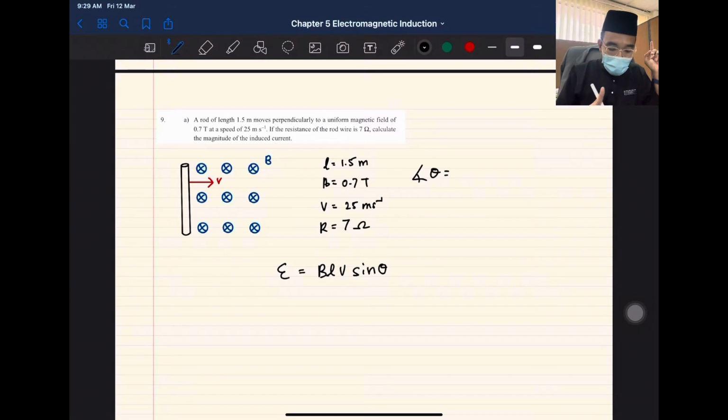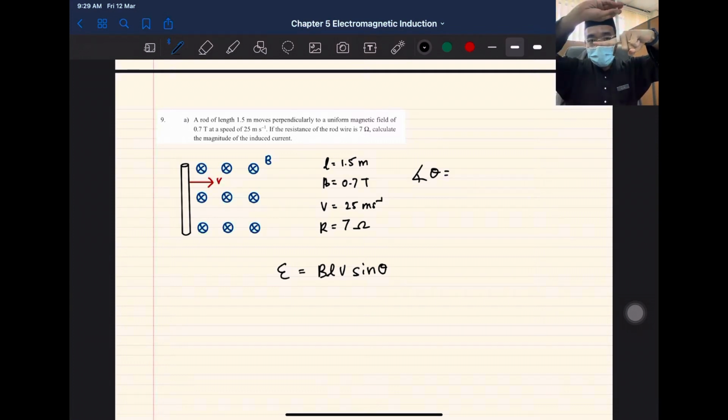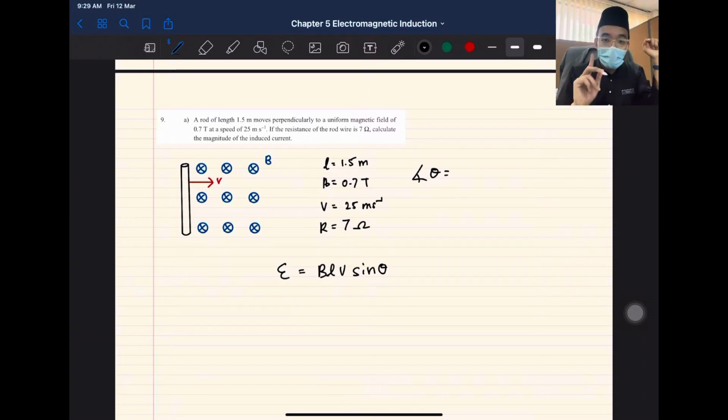90 degrees because the B is going upwards, and your V is to the right or to the left; it doesn't state, and it doesn't matter. If you look at this, V is pointing in one direction like that, and the B is either down or up, right? So no matter where your V goes, they are always 90 degrees. So in this case it will be sine 90, which equals 1. So I can write this as 1 straight away.